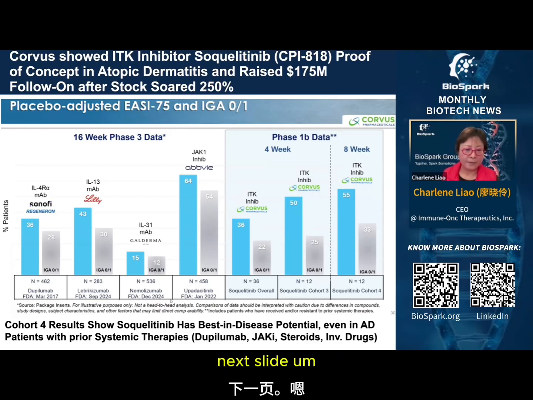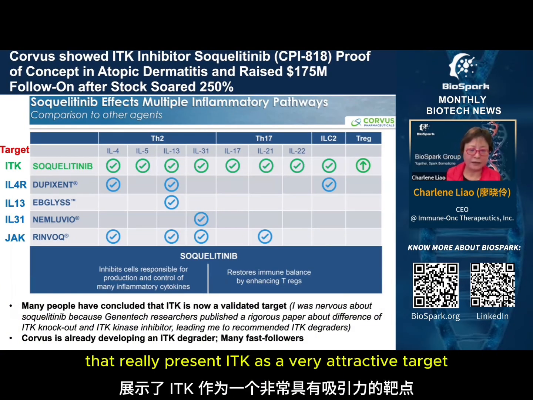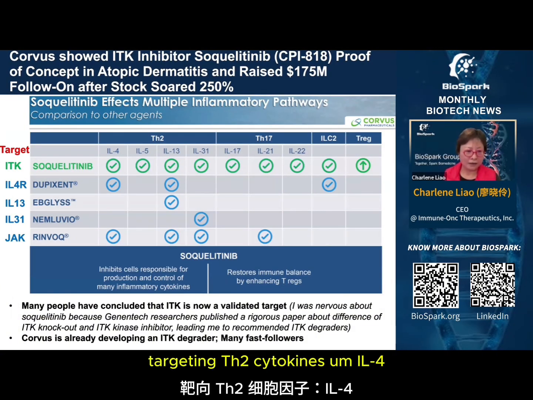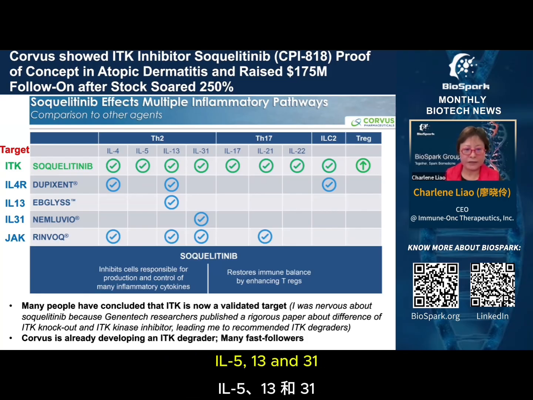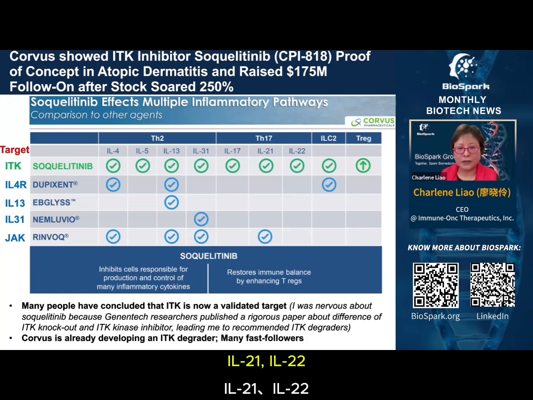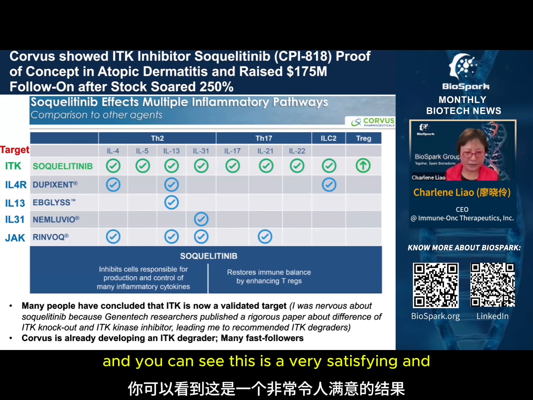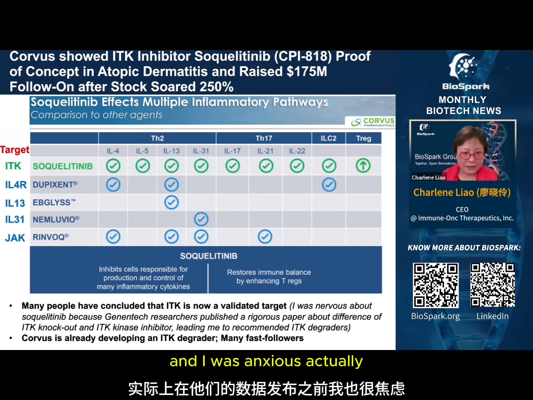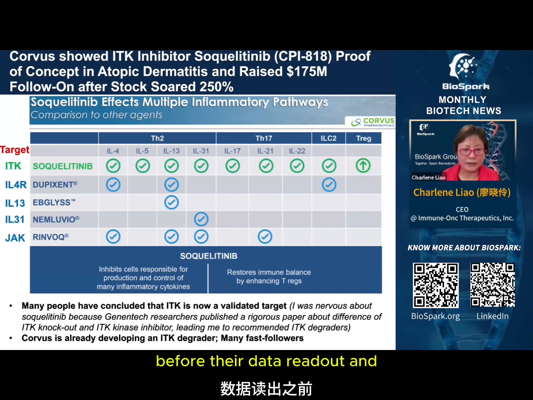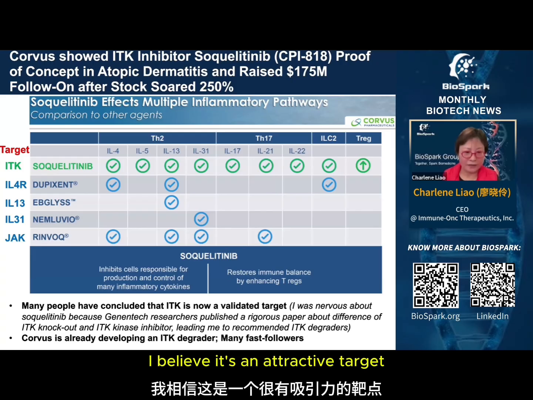Next slide. So this is the summary that really presents ITK as a very attractive target, targeting Th2 cytokines, IL-4, IL-5, 13, and 31, targeting Th17, IL-17, IL-21, IL-22, and ILC, as well as increasing Treg. And you can see this is very satisfying. And I was anxious actually before their data readout. And for what I know about ITK, I believe it's an attractive target.